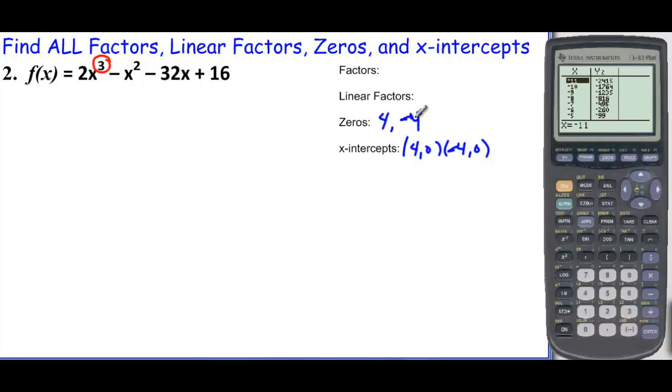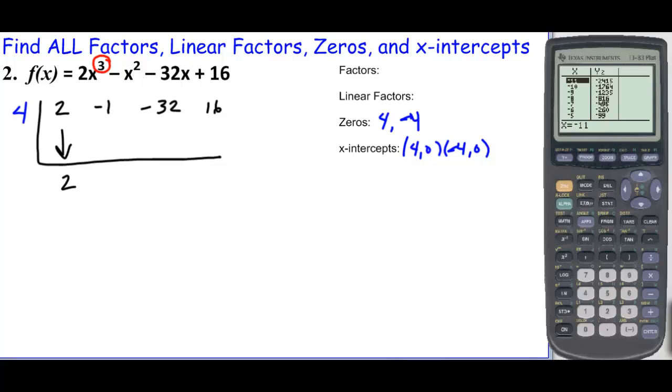Okay, so now I'm going to do synthetic division. I'm going to use 4 first and then draw my bar. So I have 2x cubed, negative 1x squared, negative 32x, and 16 for my number. I'm going to drop down the 2, and now multiply. 4 times 2 is 8. I add, I get 7. 4 times 7 is 28. I add, I get negative 4. 4 times negative 4 is negative 16. And I get a 0, which is exactly what I should get, because I know from my calculator that that's a 0. Now I could try to factor this by hand, but why not just do the easy synthetic division again?